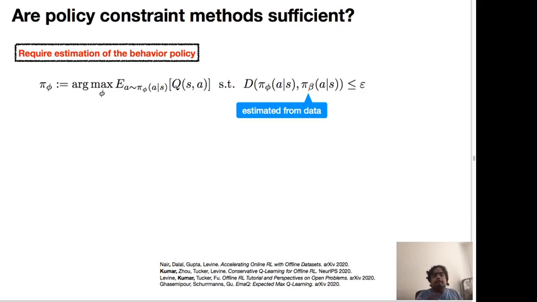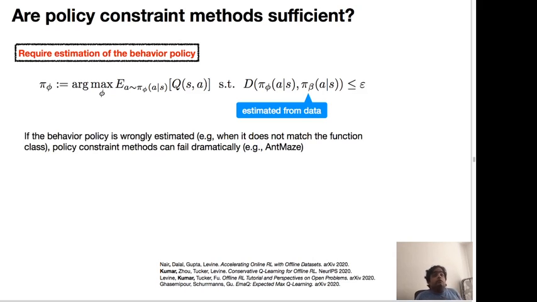And maybe the data set does not even come from a single policy. It can be a data set coming from different policies, for example, a data set coming from different human drivers. And so what you need to do now is estimate pi beta from the data. So you, let's say, do behavior cloning to estimate pi beta first, and then constrain pi phi against it. This is what typical methods do here.